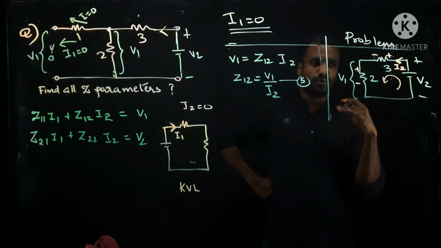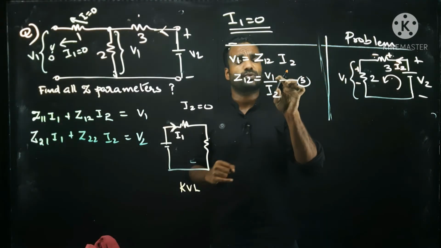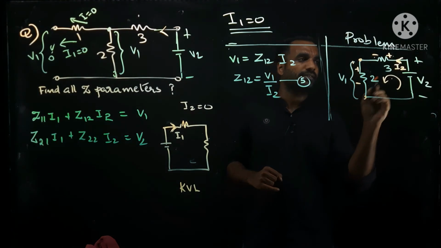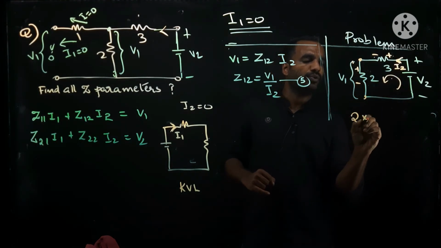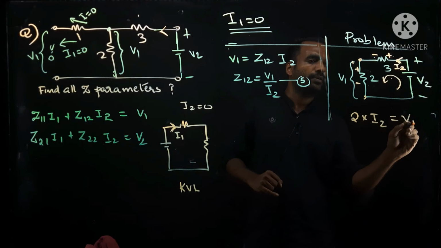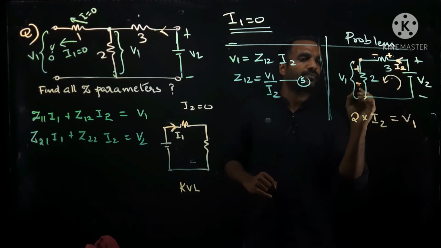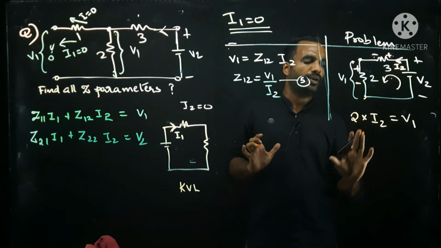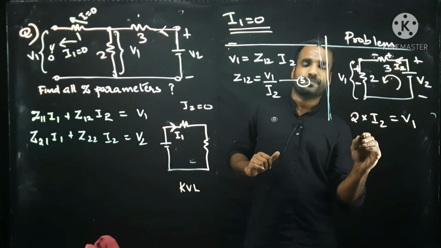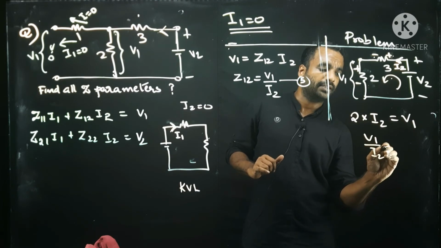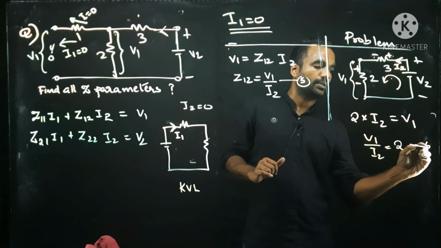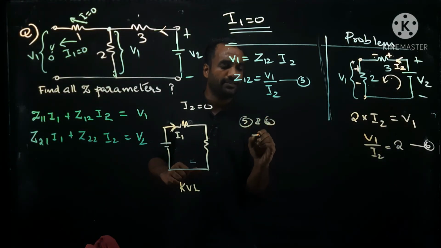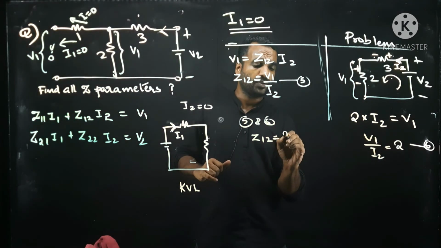I will write both the options, because now we are translating V1 and I2. For that, this current relation is needed. This is the I2. So 2 into I2 will give you V1. It is also plus minus. And the I2 is entering at the positive terminal, so no sign change. 2 into I2 is equal to V1. So V1 by I2 is equal to 2. This is equation number 6. So by comparing 5 and 6, we will get Z12 is equal to 2.